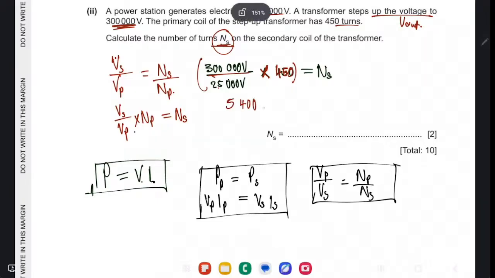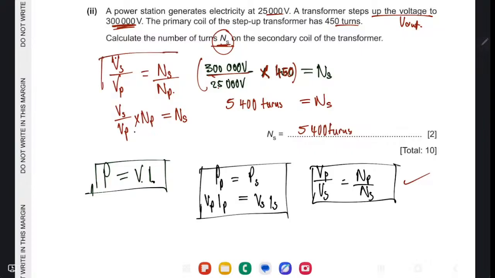4,500 turns. You just used this because that's what you had. You had voltages and number of turns, so you just used this formula. Remember, you can write it like this, where it's Vs over Vp, Ns over Np, or you can write it as Vp over Vs, Np over Ns. You can flip it, it's still fine.